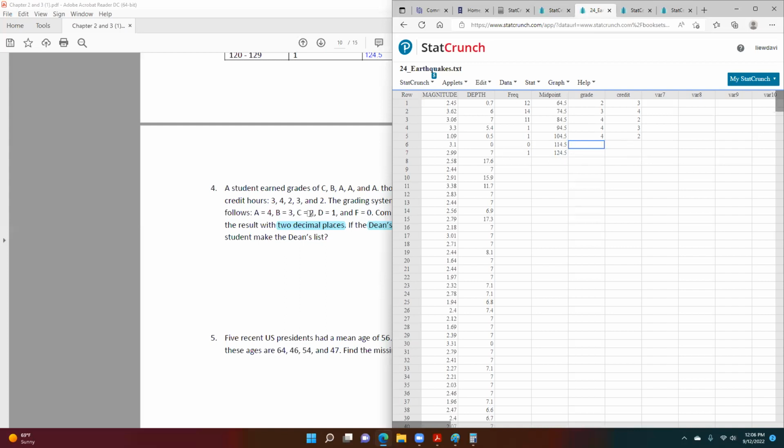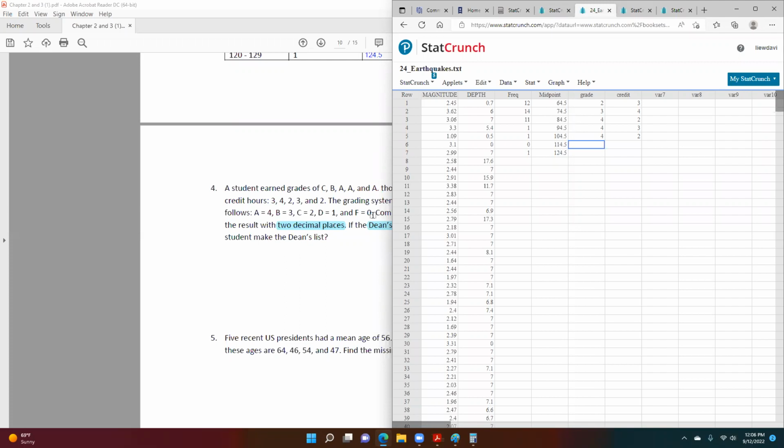A is 4, B is 3, C is 2, D is 1, F is 0. And again, class, this point system is fixed. You cannot change it. Same thing happens when you go to college. In this college, if you want to find a GPA in this class or in this school or in this semester, this is how you do it.